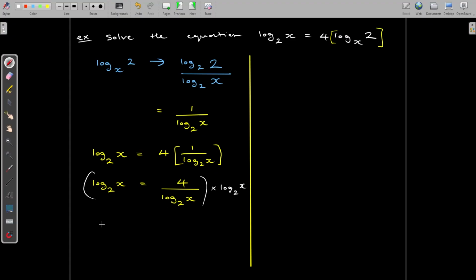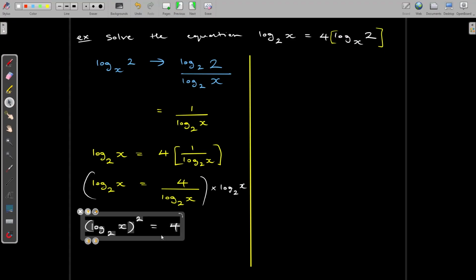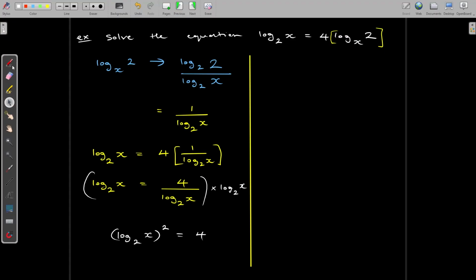So now we will have log base 2 of x all squared is equal to 4. So to get rid of this squared, we simply take the square root. Whatever we do to one side, we must do to the next. So log base 2 of x is equal to plus or minus 2.